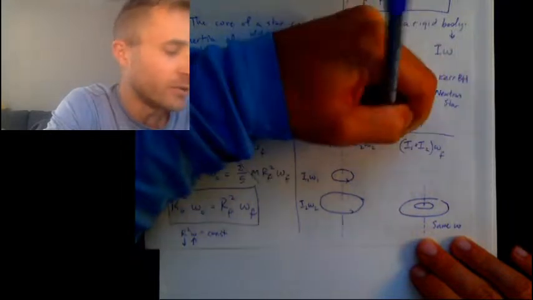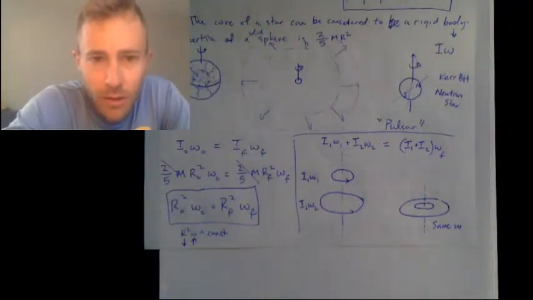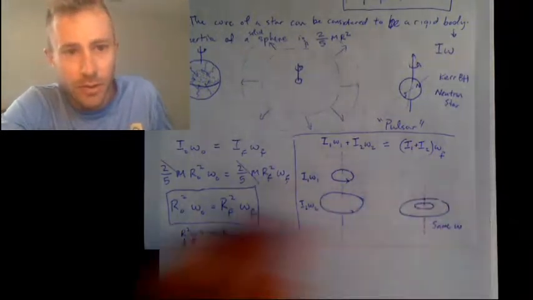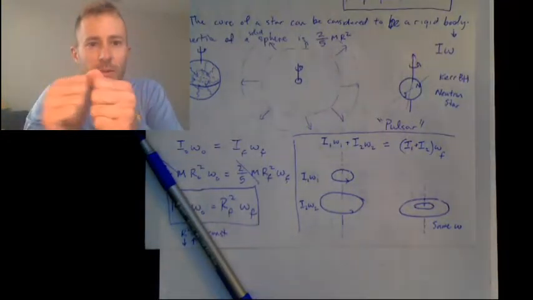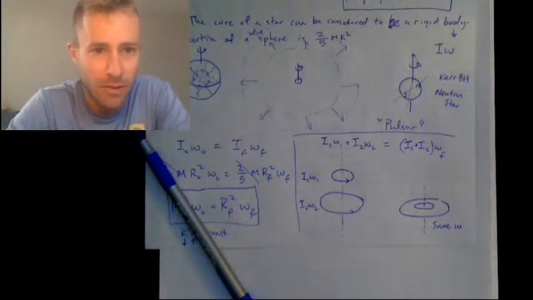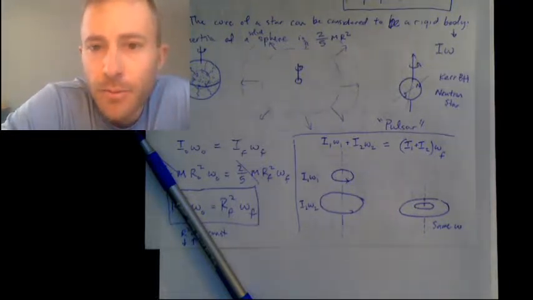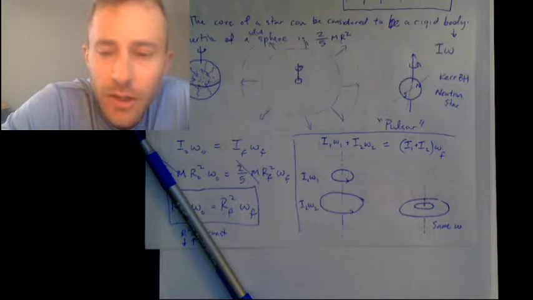And so we can use this statement of angular momentum conservation to calculate the final spin rate once they collide with each other. So that's a common problem, is two things collide and we want to know how fast they are spinning after they collide. All right? So that's how you might do a problem such as that. Well, that is my lesson for today, so I will see you.